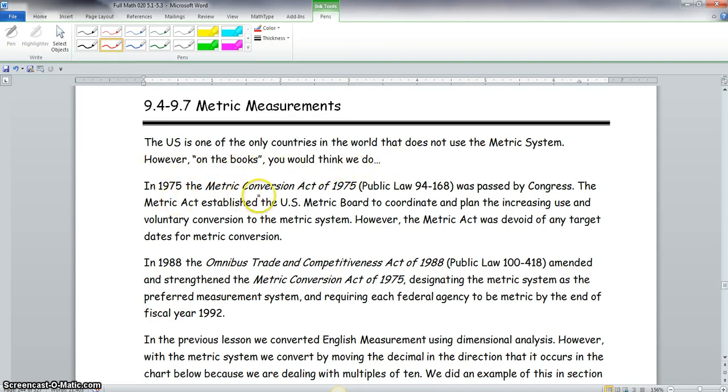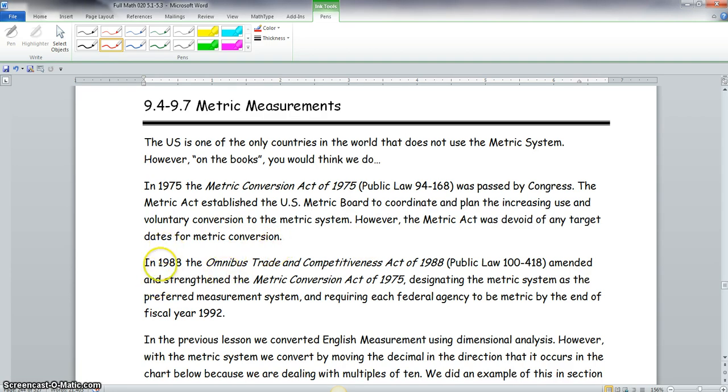In 1975, the Metric Conversion Act of 1975, Public Law 94-168, was passed by Congress. The Metric Act established the U.S. Metric Board to coordinate and plan the increasing use and voluntary conversion to the metric system. However, the Metric Act was devoid of any target date for metric conversion.